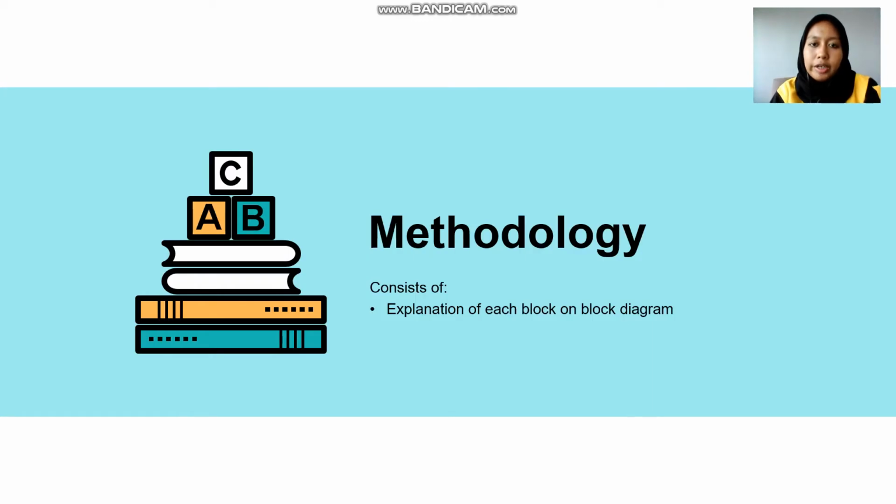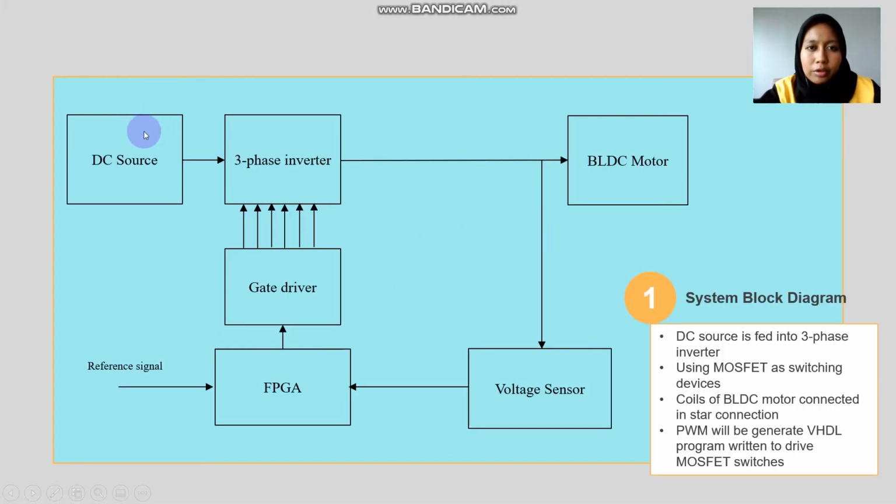Next, for methodology, this is the block diagram of the overall system for this project. First is a DC source that is going to be fed into a three-phase inverter. In this inverter, we are using 6 MOSFET switches, and it will be used to drive the BLDC motor that is connected in star connection. The PWM signal will be generated by the written VHDL code in the FPGA, and it will be fed into the gate driver that is used to boost the voltage output from the FPGA, and it will produce a sufficient voltage to be fed into the three-phase inverter.